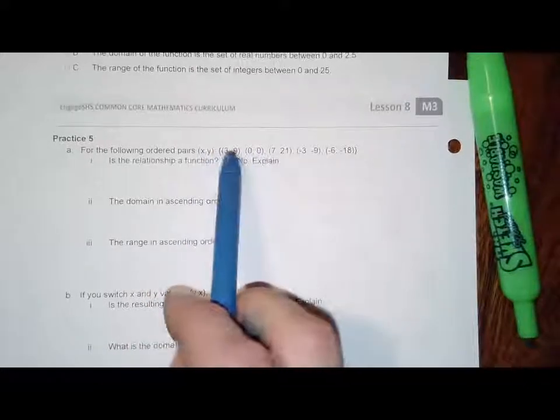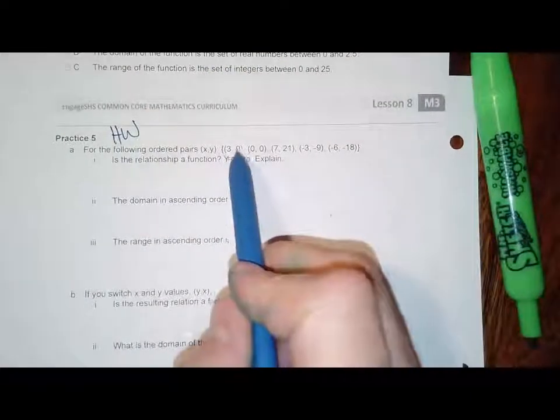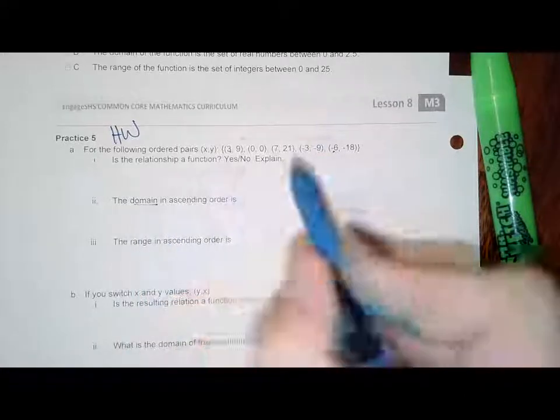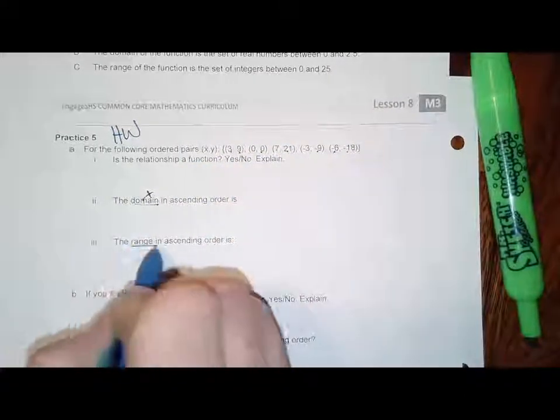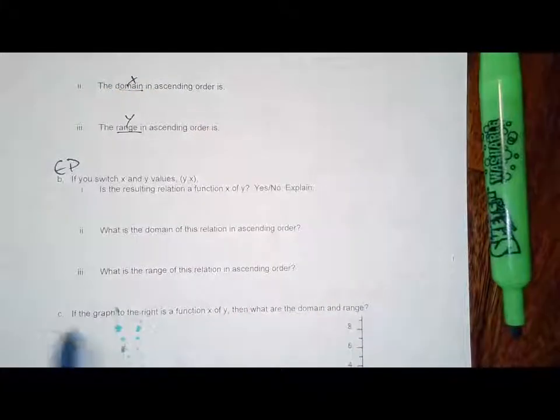In a table or in a relationship, an ordered pair list, homework, you look at all of the x's, because all of those x's are part of the domain, and you look at all of your y values because those y values are part of the range. All right. Let's see. B's good, but I'm going to call it extra practice. C's definitely homework. You need to do this one.